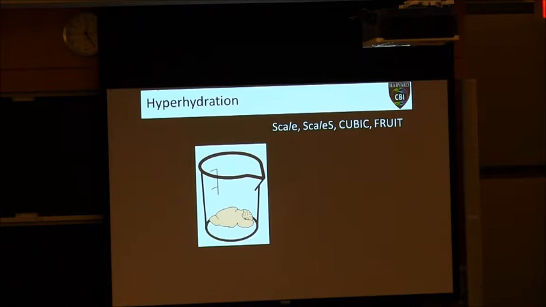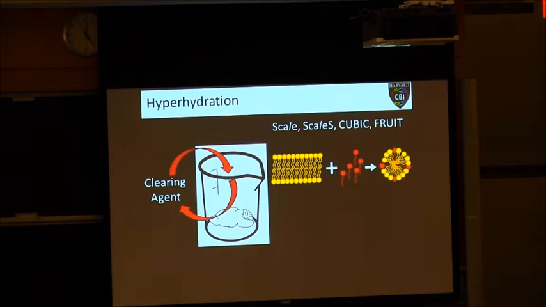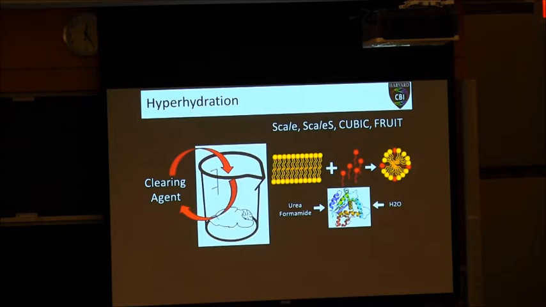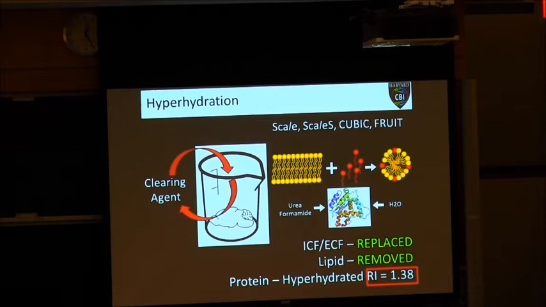Hyperhydration is very similar. You put a clearing reagent on and you cycle it over time. But what's happening here is you've introduced usually some detergent that's going to get rid of some of the lipid that's in your sample. And you're also using chemicals like urea or formamide, which are basically able to penetrate into hydrophobic regions of protein and then pull water in along with them, which kind of opens up that hydrophobic region and reduces its overall refractive index. So these ones are, you're using a solution that's higher than the refractive index of water, but you're also trying to reduce the refractive index of some of the components that are still in the sample there. So it's kind of coming at it from both angles. So again, you're replacing that intracellular and extracellular fluid, you're removing the lipid, and then we call hyperhydrating the protein so that you reduce its overall refractive index.